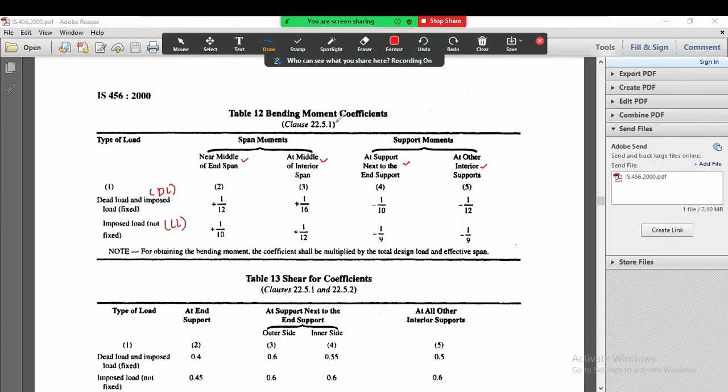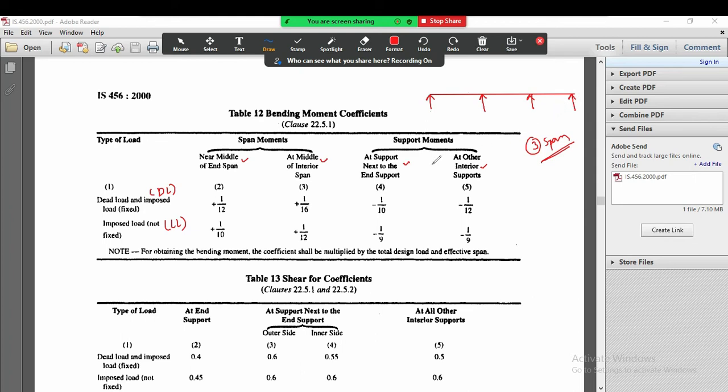Now we are assuming our beam is a three span continuous beam. Suppose I draw it over here. This beam is our three span continuous beam, and these are the supports. We have assumed a three span continuous beam because it is not mentioned in the numerical.